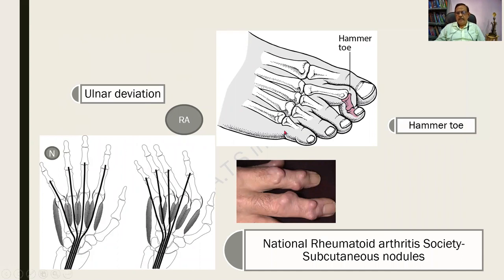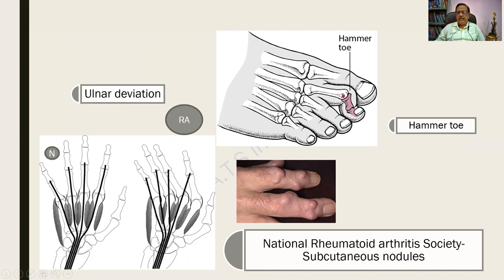Some of the radiological and the clinical features. This is a normal hand and wrist that we are seeing. But in this picture, I am finding that there is an ulnar deviation. This can be picked up on the X-ray very easily. Ulnar deviation of the hand.